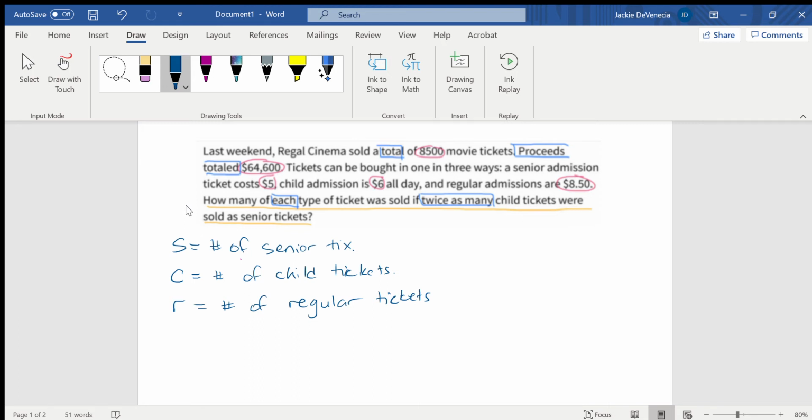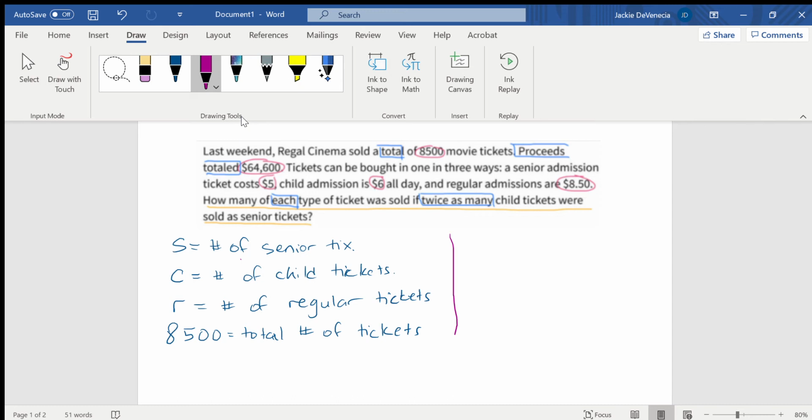It says here we have 8,500 movie tickets. Notice how this one doesn't have a dollar sign, so this is just talking about the total number of tickets sold. That means child tickets, senior tickets, and regular tickets, and you put them all together, you have 8,500. And on the flip side, right over here, we have all these dollar signs.